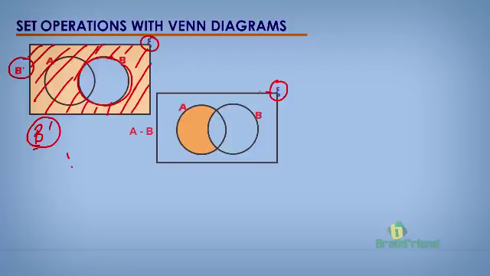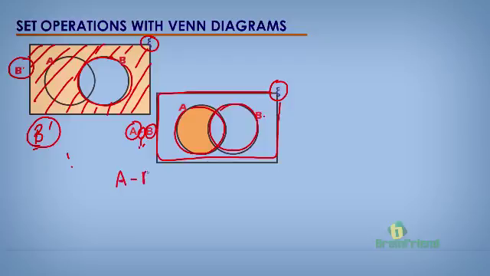We have our universal set again, which is our rectangle here that encloses every set under consideration. Our sets under consideration here are set A and B. So we have two circles to represent each set A and set B. Our given operator here is the difference. So we have to find A minus B.